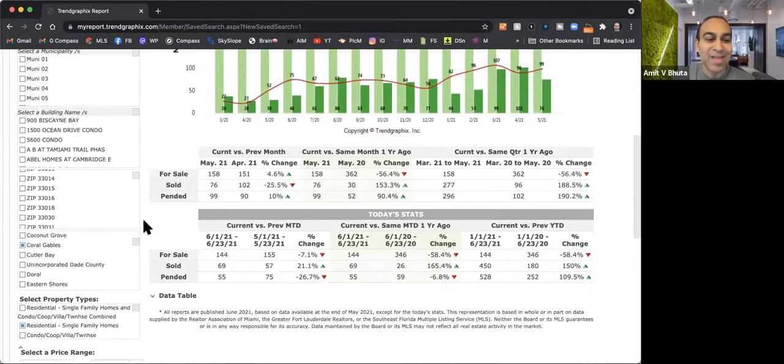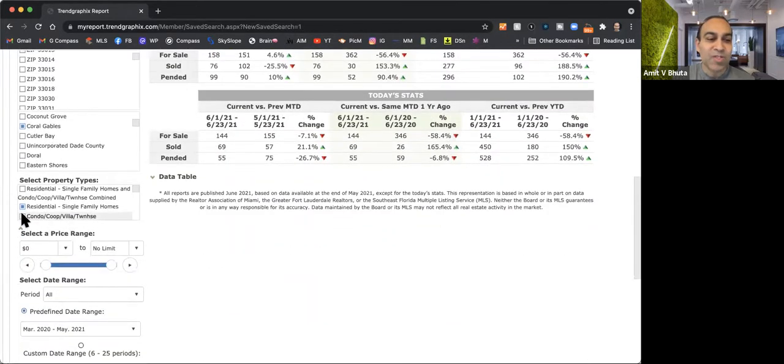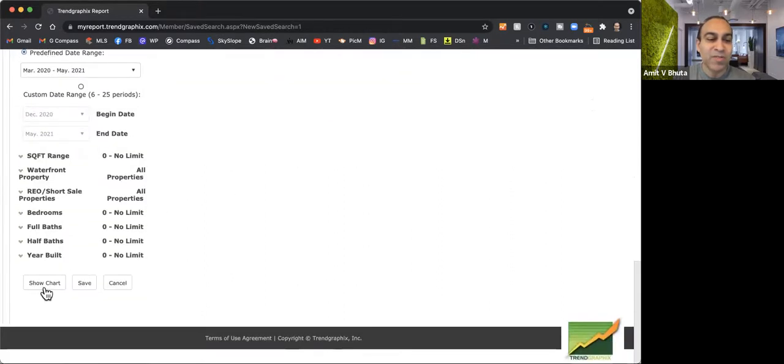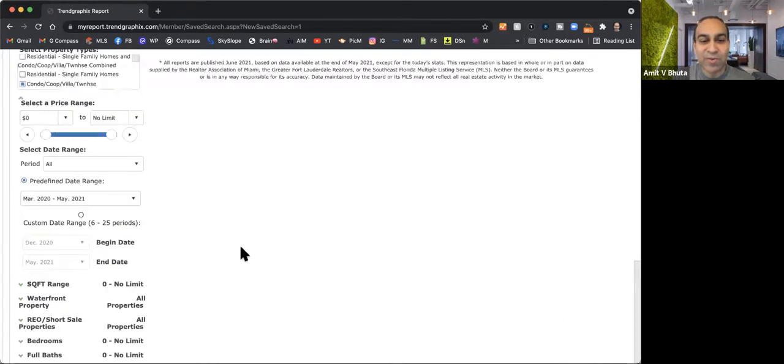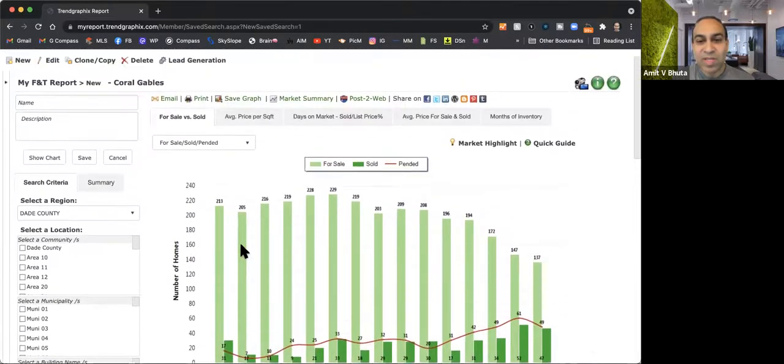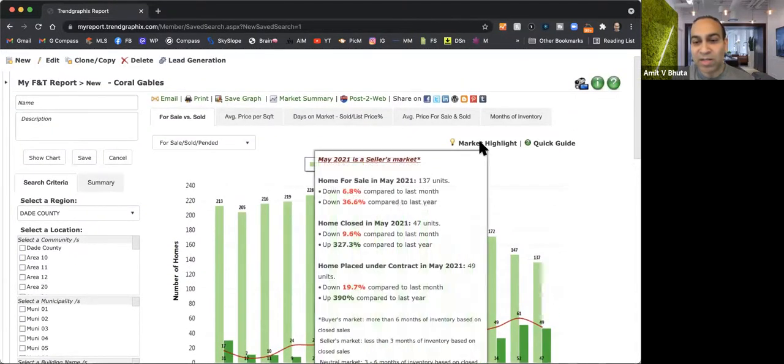So that's just single family homes. So Coral Gables is mixed with single family homes and condos and townhomes. So this is going to be the same data, but just condos and townhomes. So let's pull this up and we'll do it. The easiest way, let me just pull the market highlights.